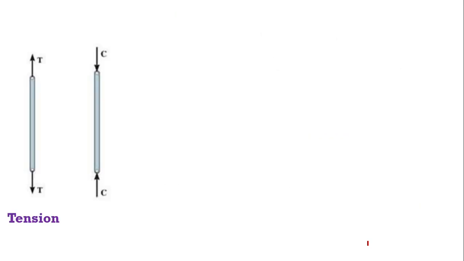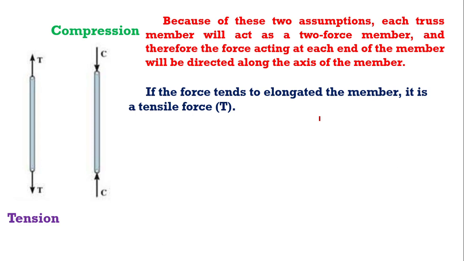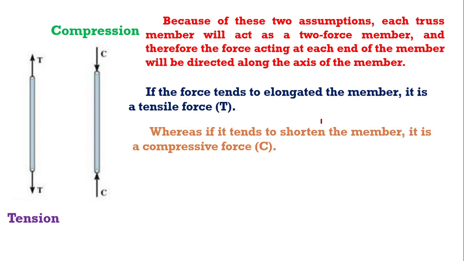So we have here tension and compression. So always remember, pagka-tension, papalabas; compression, papasok. Because of these two assumptions, each truss member will act as a two-force member, and therefore the force acting on each end of the truss member will be directed along the axis of the member. If the force tends to elongate the member, it is a tensile force, whereas if it tends to shorten the member, it is a compressive force.